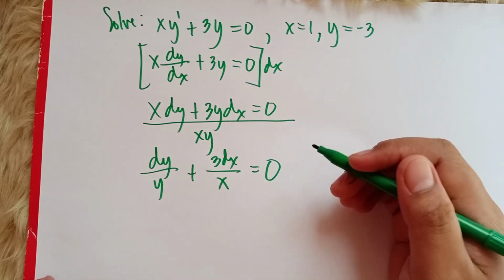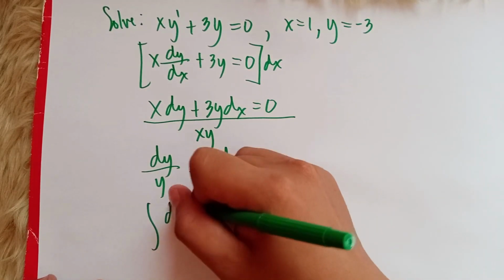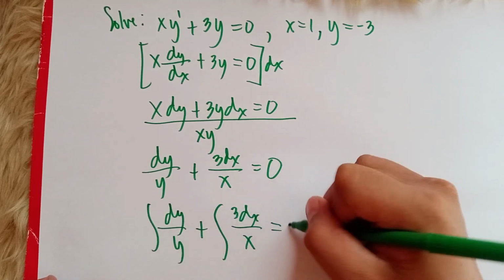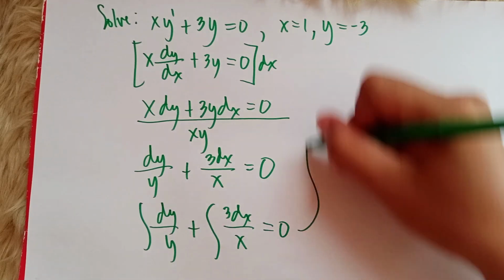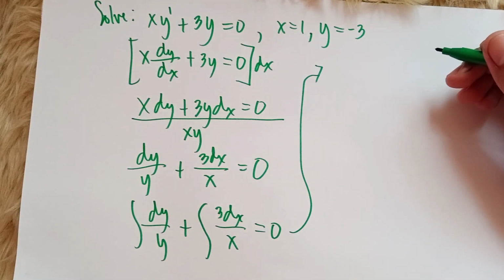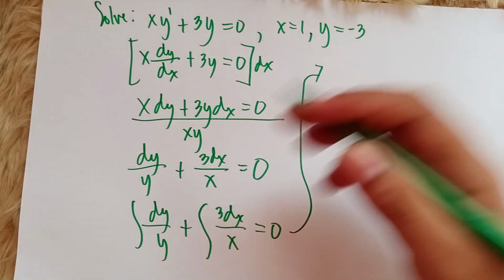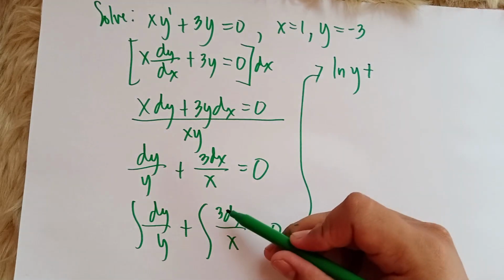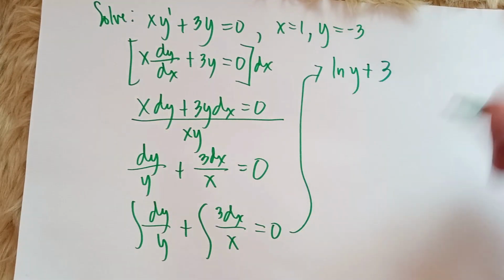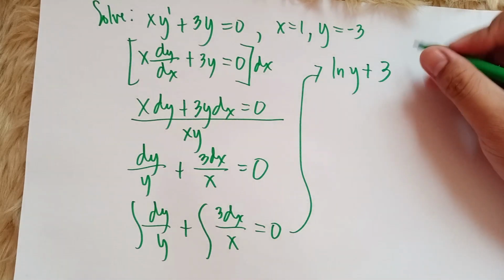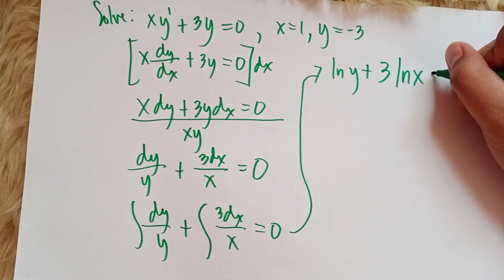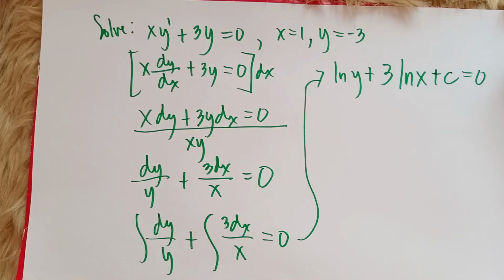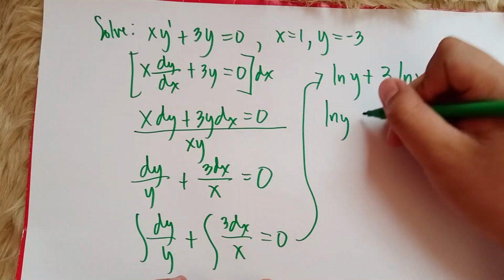So, after natin ma-separate, we're going now to integrate. So, integrate natin yung dy divided by y plus the integral of 3 dx divided by x equals 0. Okay? Applying again our integration formula. So, integral of dy divided by y, that is equal to natural log of y plus, okay, integral of, labas mo na yung 3, okay, integral of dx divided by x, that is natural log of x plus c equals 0.